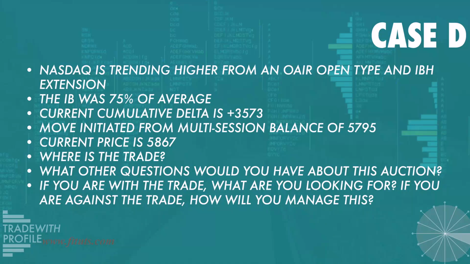Well, other questions I have. So it's from a multi-session balance, but where's the top of that bracket? I don't know that. If I'm past that and I'm trending, that answers the question of how I would manage it. I would get out immediately. If I was counter that trade and I broke from balance on a trend day with strong cumulative delta, that's a recipe to get run over, not just for the single session, but for multiple sessions. That's a get out, reassess trade.